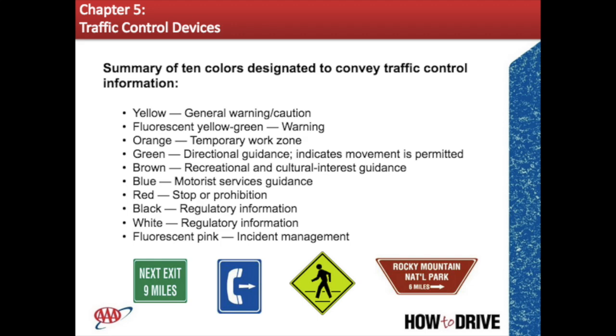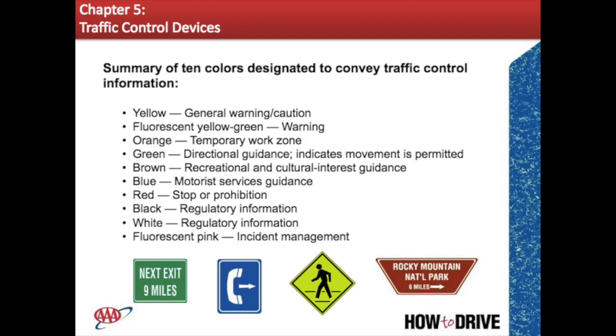Then we have blue signs. This is motorist service guidance. Then we have red signs. This is stop or prohibition. Black is regulatory information. White signs, also regulatory information. And the newest type of sign we have out on the road today is fluorescent pink. This is incident management.